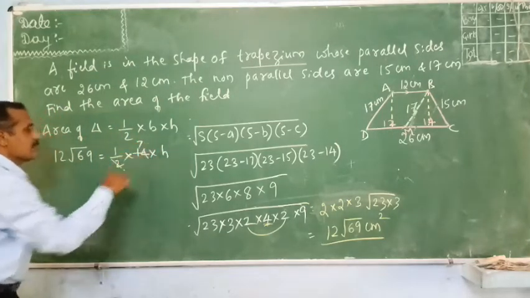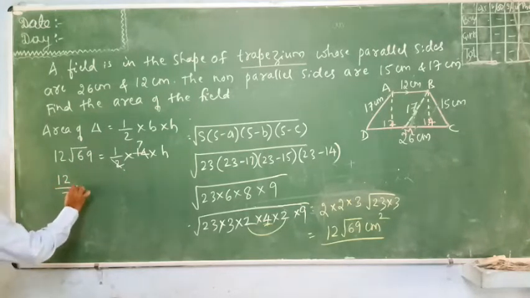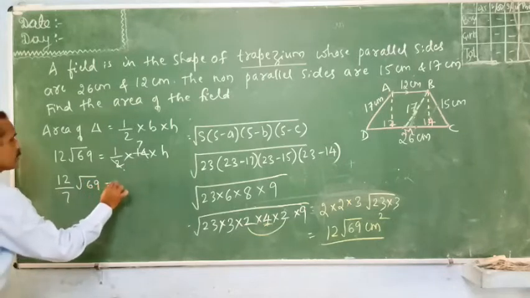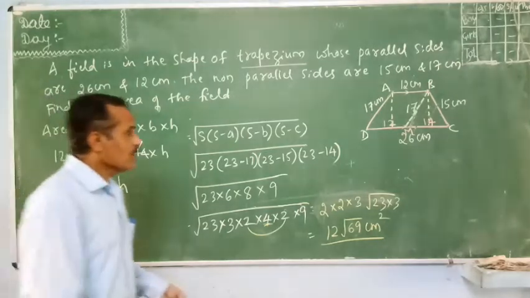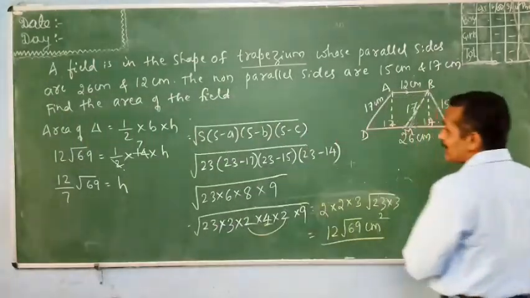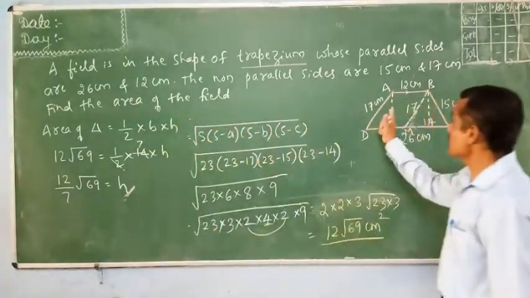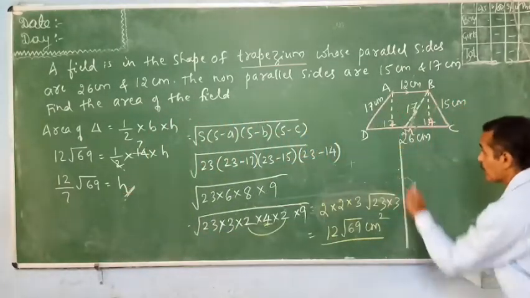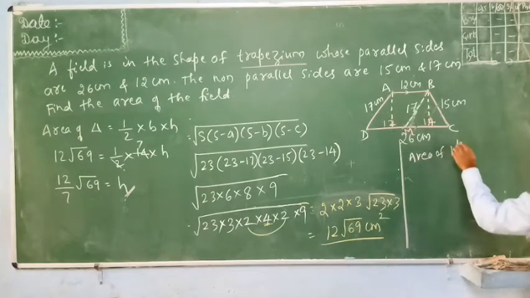Half of 14 is 7. So if I bring it to the denominator, 12 by 7 under root 69 is equal to h. This is the height. Now this height I can substitute for this problem, and I will go for the area of the parallelogram.